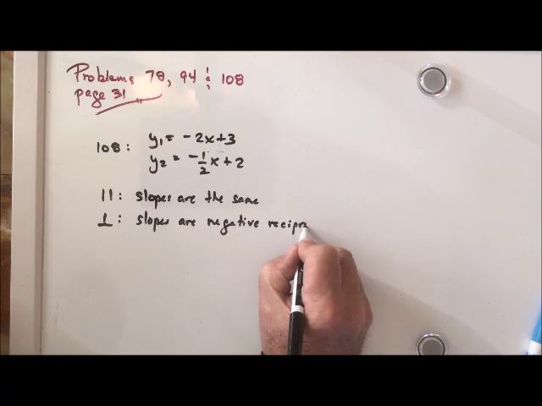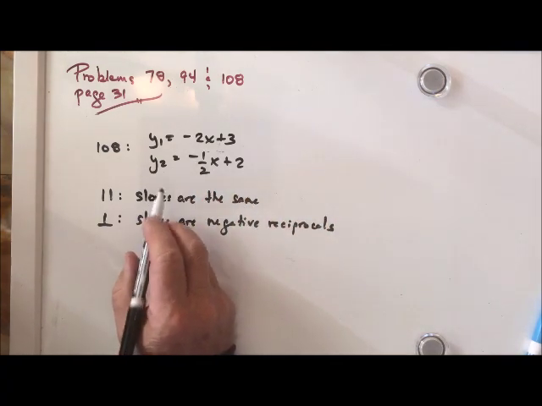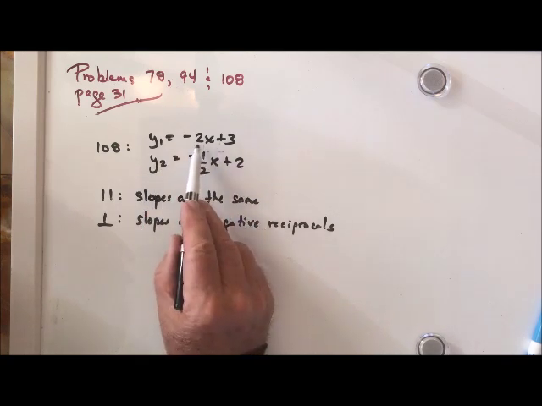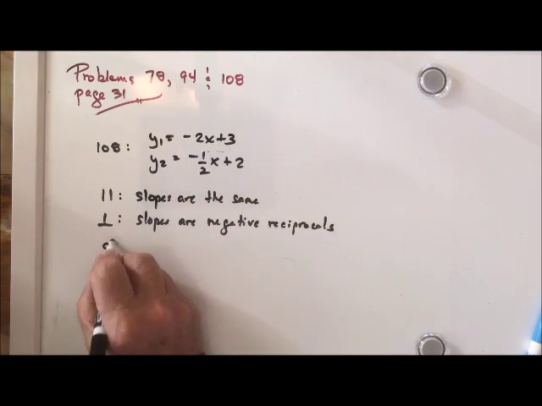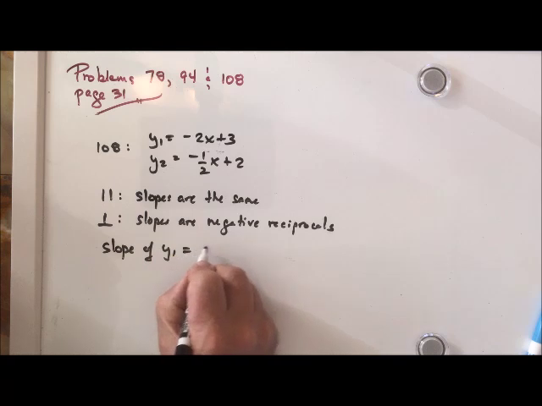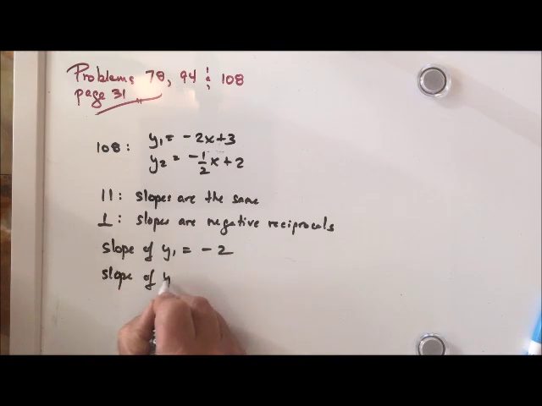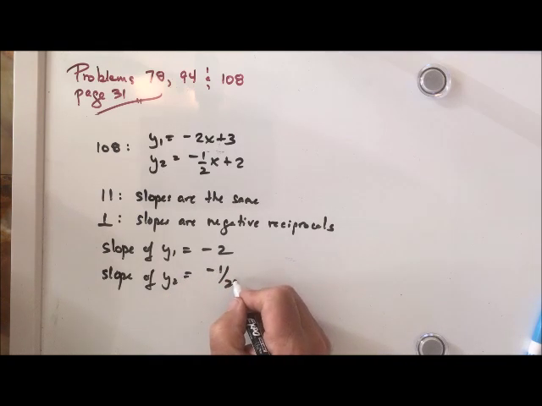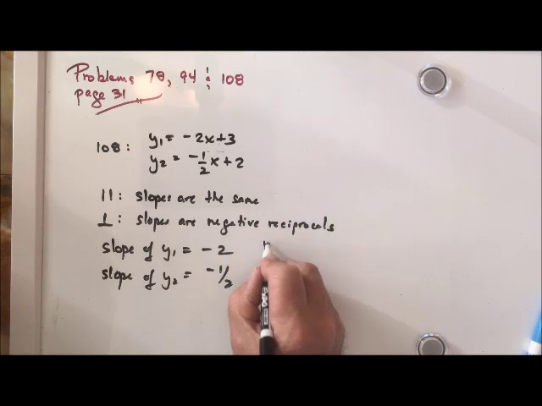Okay, so we're ready to tackle the problem. We note that both y1 and y2 are in slope-intercept form, so you can read off the slopes very quickly. The slope of line 1 is -2, and the slope of y2 is -1/2. Certainly -2 is not equal to -1/2, and so the lines are not parallel.